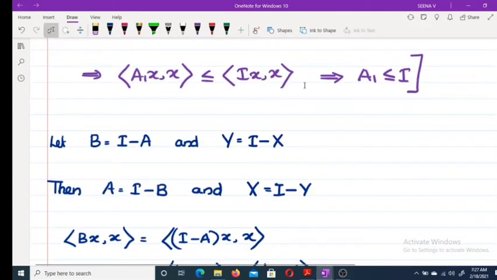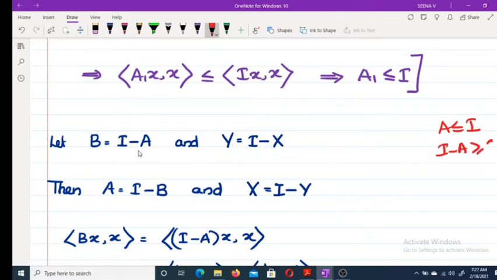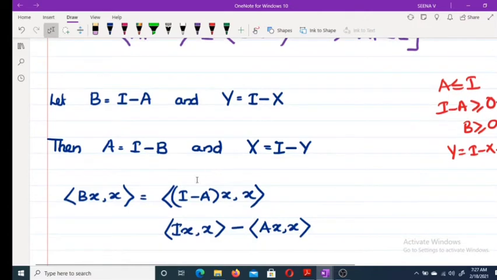Okay. So now let b equal to I minus a. 0 less than or equal to a less than or equal to I means by definition I minus a greater than or equal to 0. So here b greater than or equal to 0, and y equal to I minus x. Then what is a? a equal to I minus b, and x equal to I minus y.